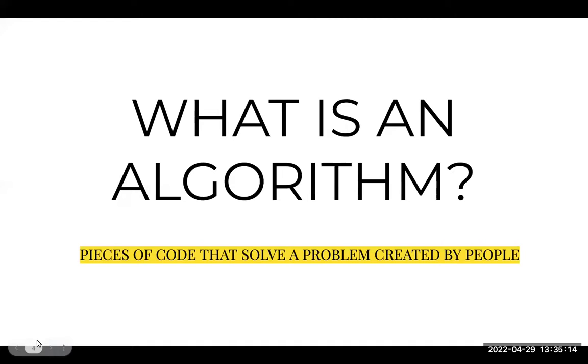So to get started, what is an algorithm? We use this definition, which is algorithms are pieces of code that solve a problem created by people. We could define it in this way because it's indicating both that the problems are created by people, so sort of grounding this in socioeconomic issues, and then also that the code itself is created by people.